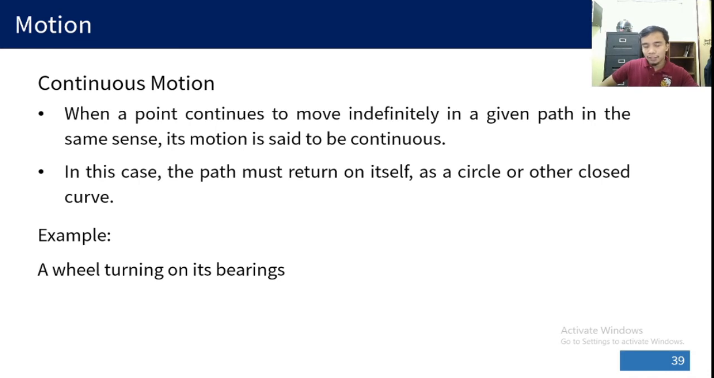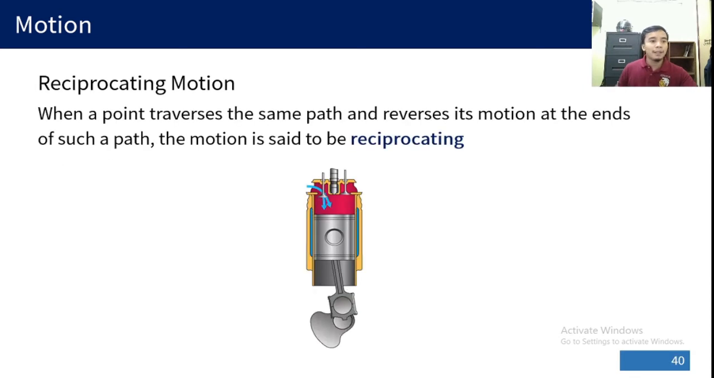If that point moves in multiple revolutions, of course it returns to its original position, and that point on the wheel is said to have continuous motion. Next is the reciprocating motion. Reciprocating motion is different from continuous motion, because it may not return to its original position. That is the difference.